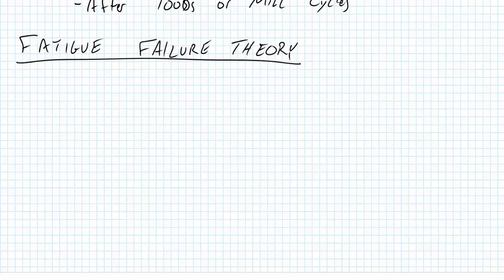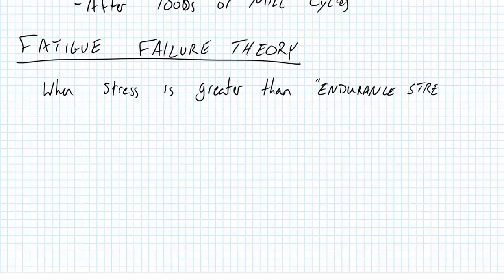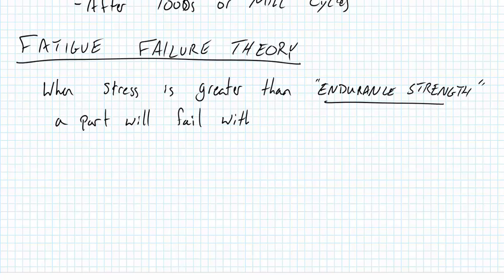Fatigue failure theories basically sum up to the same thing as static failure, but we introduce a new term: the endurance strength. When the stress of fatigue loading is greater than the endurance strength, a part will fail within a period of time. We'll expand upon this and provide some real numbers and details in following videos.